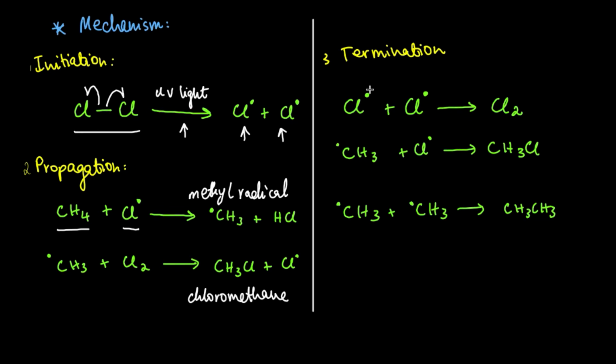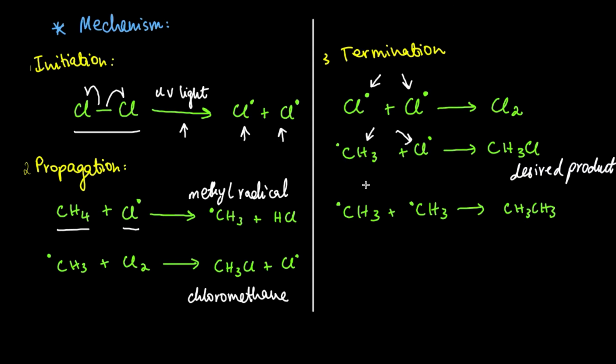So the first way that they would react is that two chlorine radicals would react to form chlorine gas. Then the next way would be that a methyl radical reacts with a chlorine radical to produce chloromethane, which is our desired product. This is what we want, right?